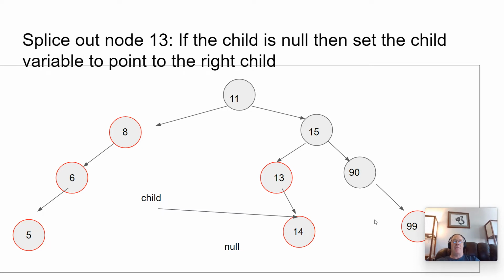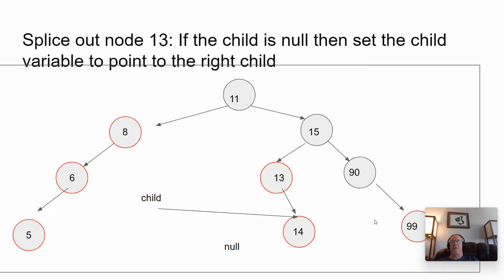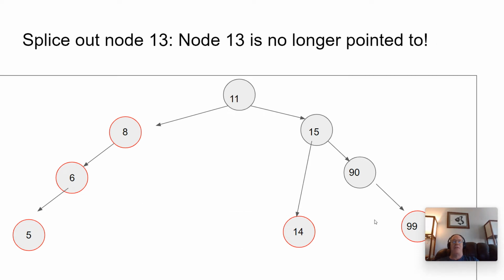And that's exactly what we have here. We have the child variable point to the right child of node 13, which is the example node that we're deleting. And then we set the left child of the parent of the node we're deleting to be the value associated with child. And then node 13 is no longer pointed to.